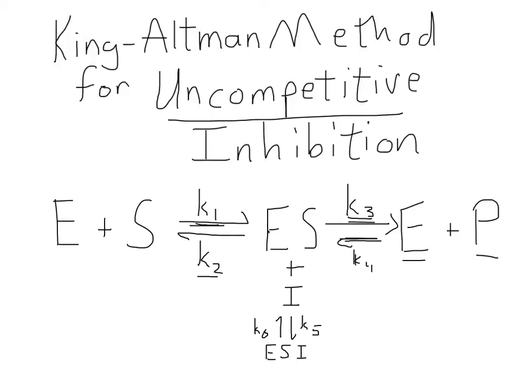So let me erase this just to show you that we're still considering a steady state situation, and we start the reaction without any product. We only add substrate to the free enzyme, and we either form product, or perhaps when we form this enzyme substrate complex and we add some inhibitor, then we can form an enzyme substrate inhibitor complex, ESI, and that would be illustrative of uncompetitive inhibition.